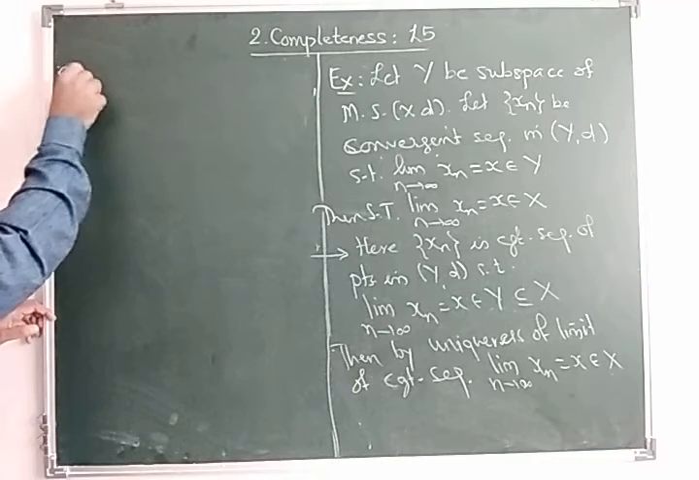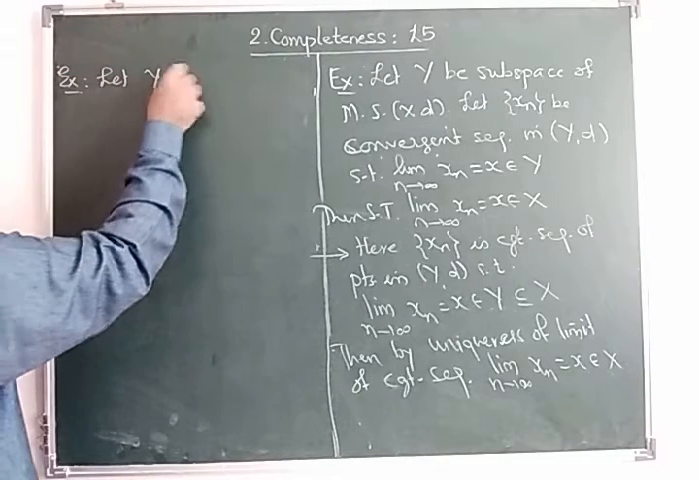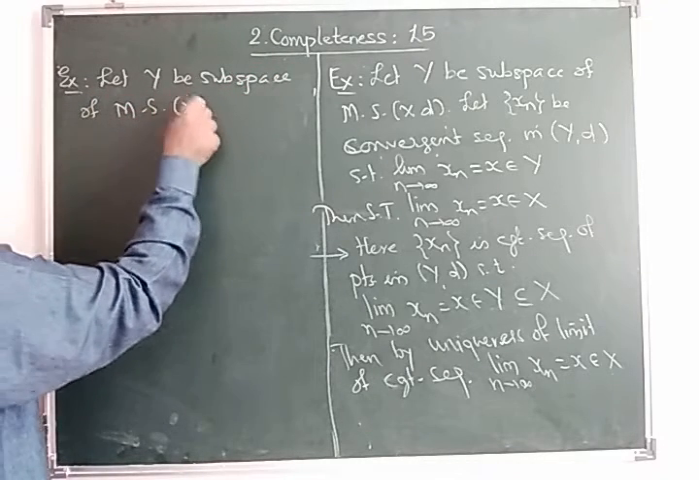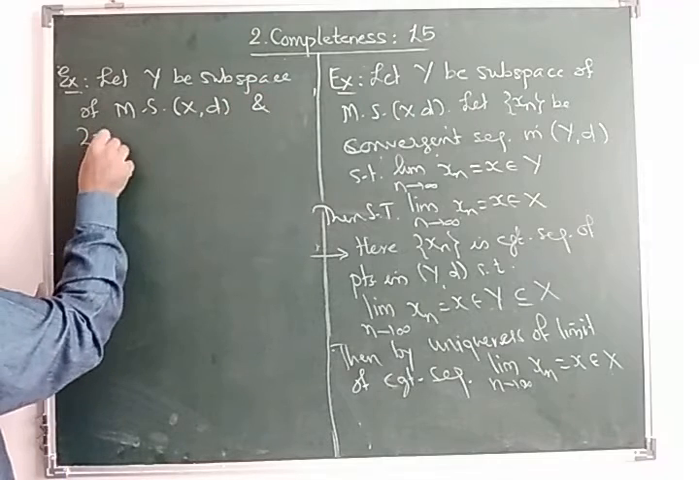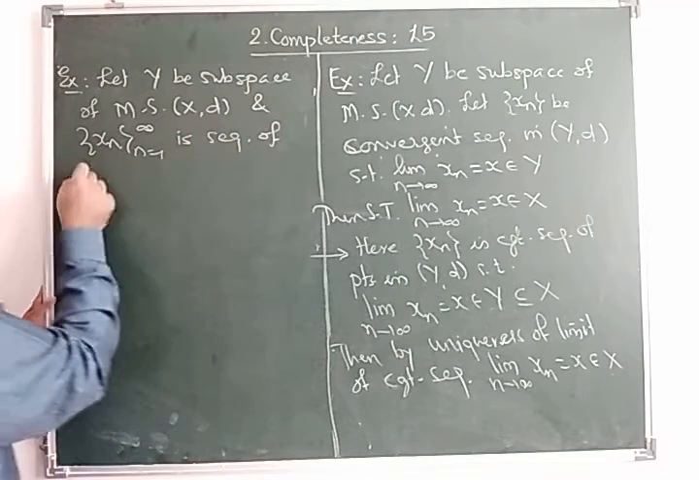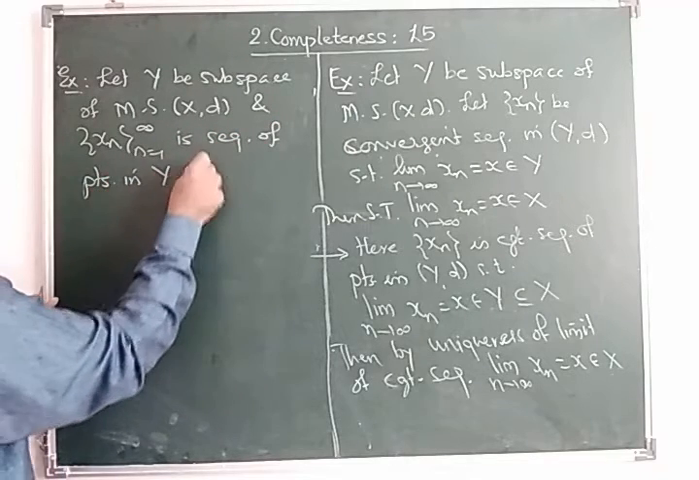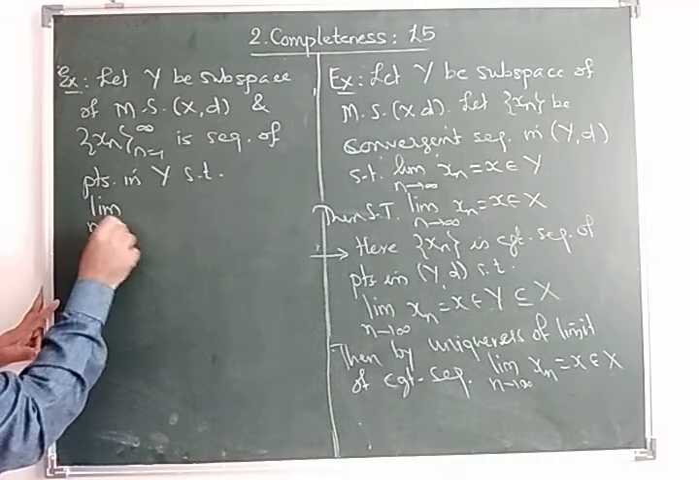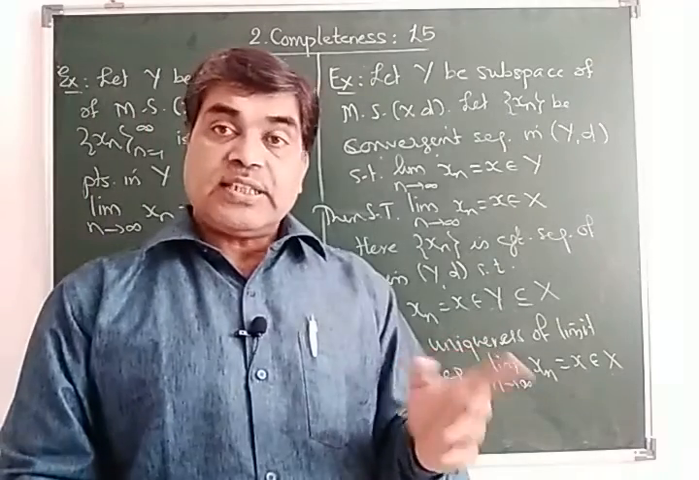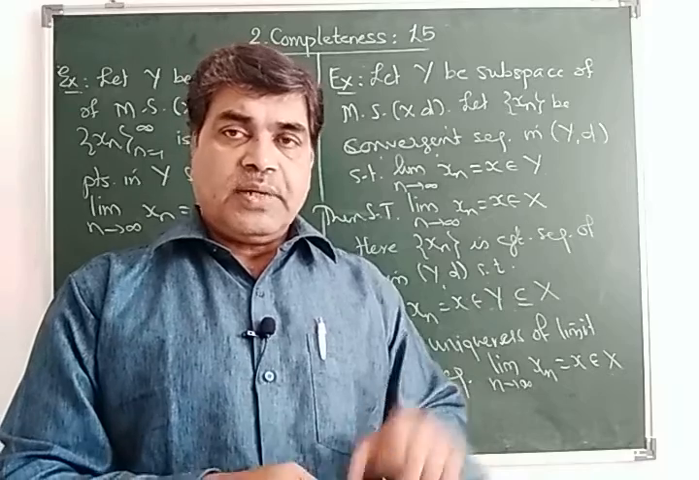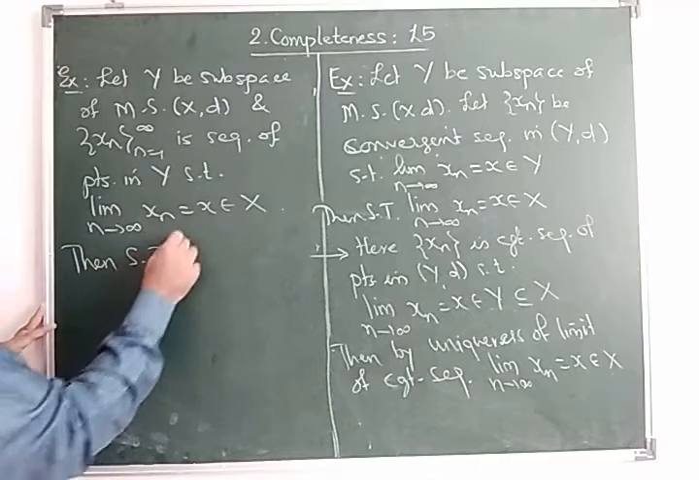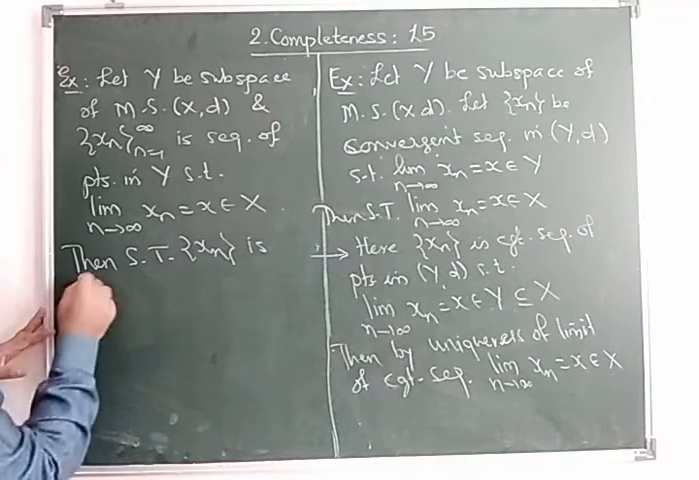Next example. Let Y be a subspace of metric space (X, d) and xn is a sequence of points in Y such that limit n tends to infinity of xn is equal to x belongs to X. So xn is a sequence of points from Y only, but its limit point lies in X. Then xn is a Cauchy sequence in Y.